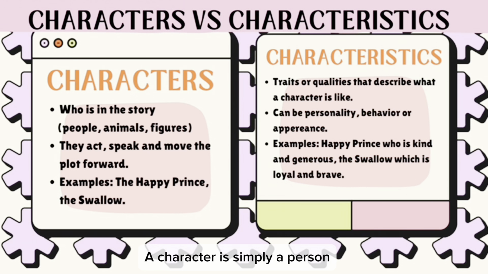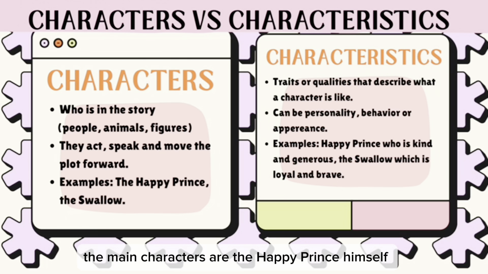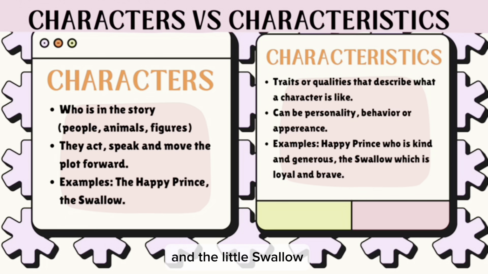A character is simply a person, an animal, or a figure that takes part in the story. They are the ones who act, speak, and move the plot forward. For example, in Oscar Wilde's The Happy Prince, the main characters are the Happy Prince himself and the little swallow. On the other hand, characteristics are the traits or qualities that describe what a character is like. This can be about their personality, their behavior, or even their appearance.